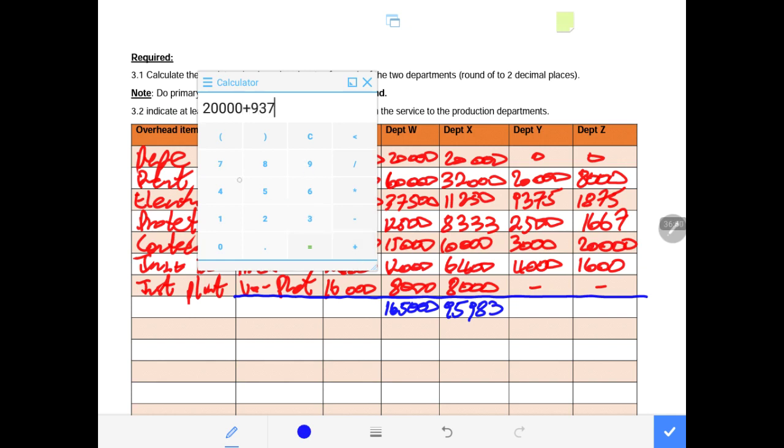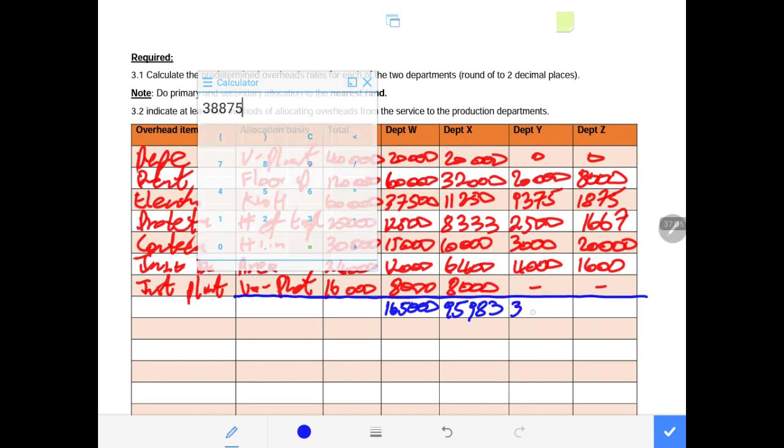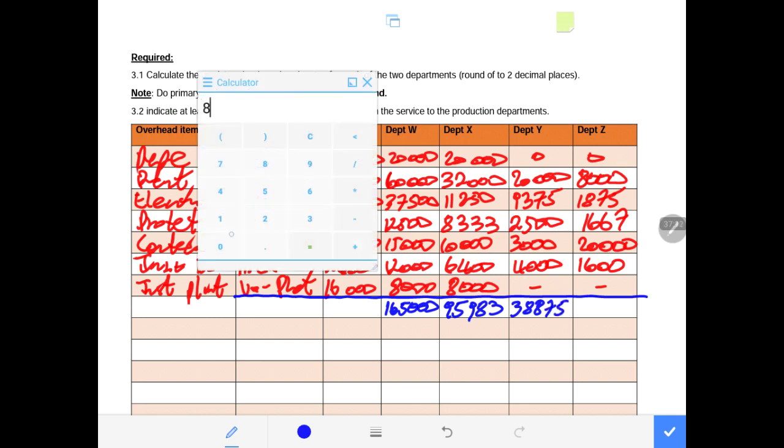Service department number 1: 20,000 plus 9,375 plus 2,500 plus 3,000 plus 4,000. Then this is giving us the total primary allocation of 38,875.